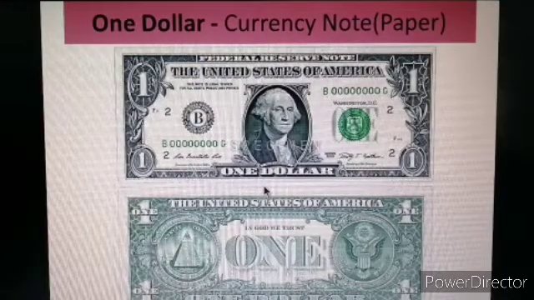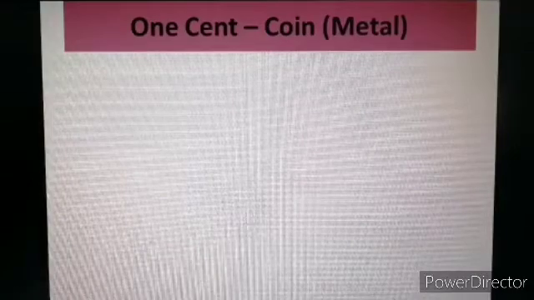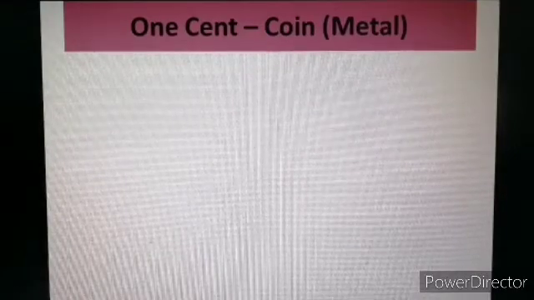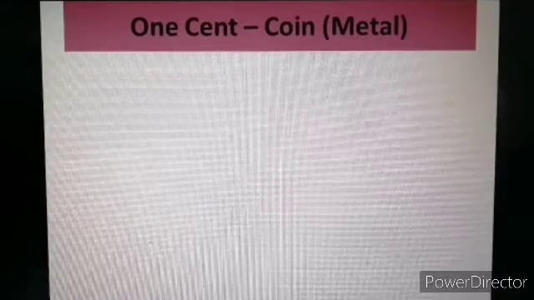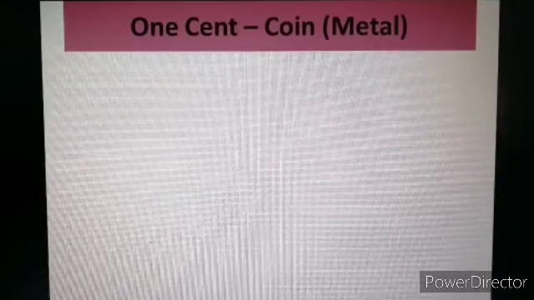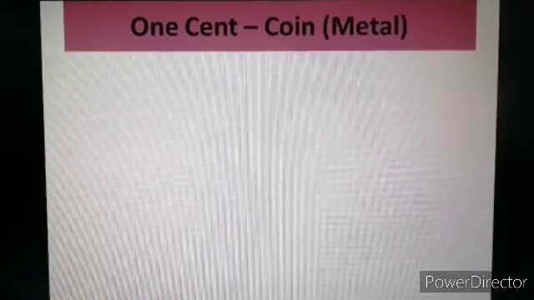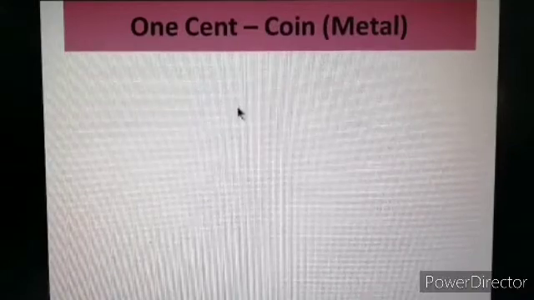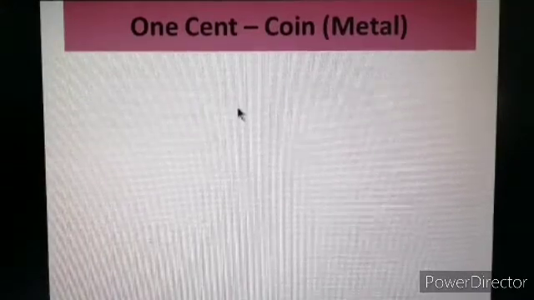Now let's see about cents. What is a cent? 1 cent is a coin. Coins are made out of metals. They are round shaped metals. Like we have halalas here, there are cents in US. So we will be learning about dollars and cents.